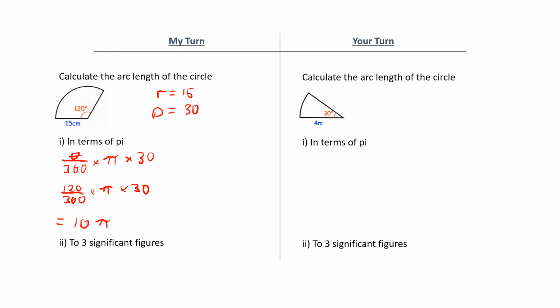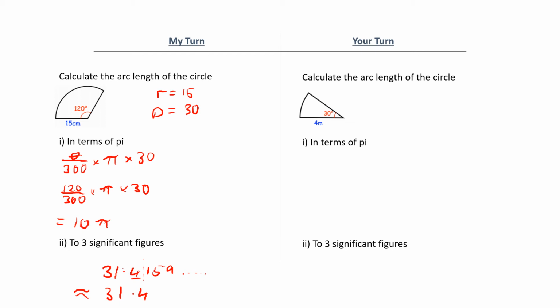Again for the second part, all you need to do is press your SD button and you will get 31.4 to 3 significant figures. 31.4159 is what you should get in your calculator. It goes on forever. And to 3 significant figures, remember that's my third significant figure, it's 31.4. Again, pause the video, have a go at the next one, then we will go through it.